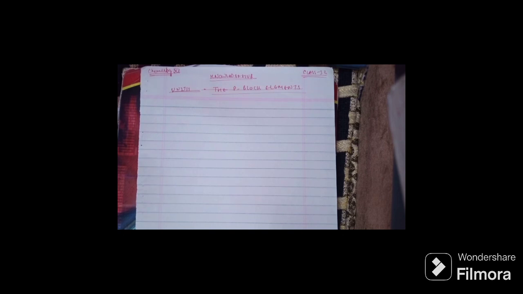We will be discussing first of all the table, and then after that the allotropes of carbon, that is your diamond, graphite and many more.